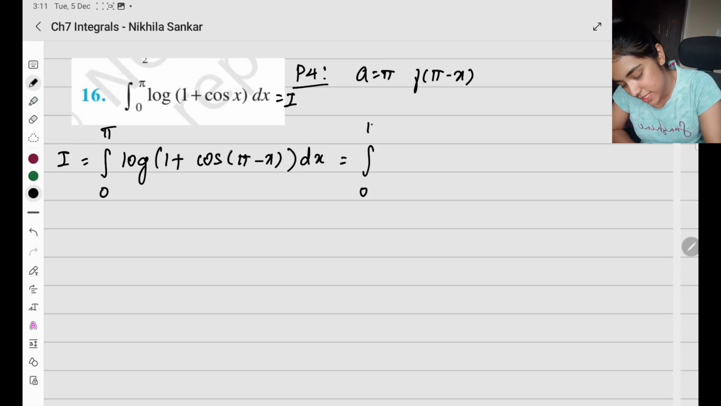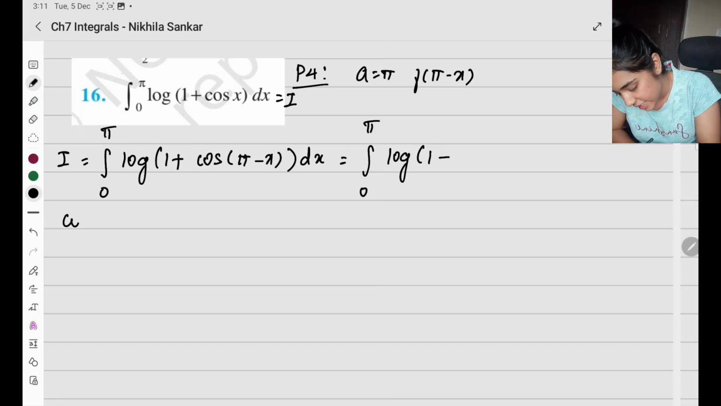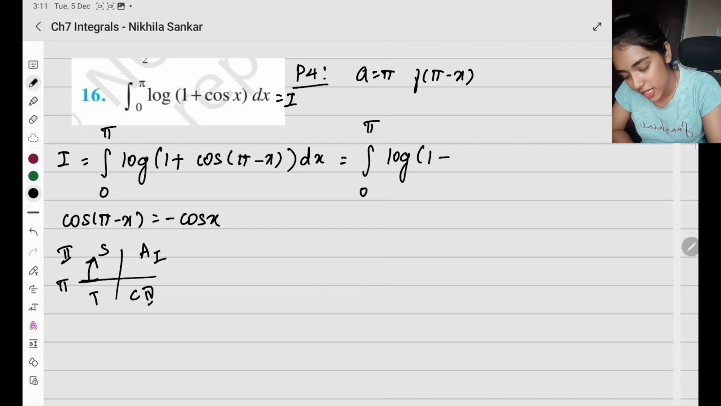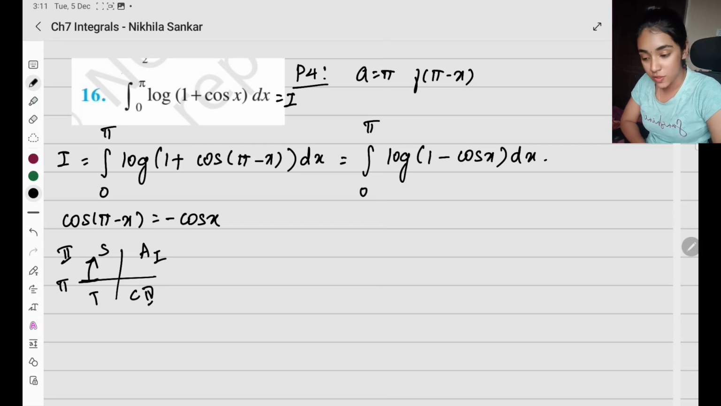So this is going to be 0 to pi log of 1 plus cos of pi minus x. So cos of pi minus x equals minus cos x. Correct? Pi minus x, we are talking about the second quadrant. All Silver Tea Cups: cos is positive only in the fourth and the first quadrant, and negative in the second quadrant. So I have minus cos x times dx. So this is my first step.